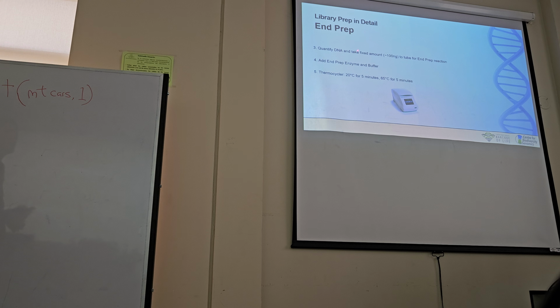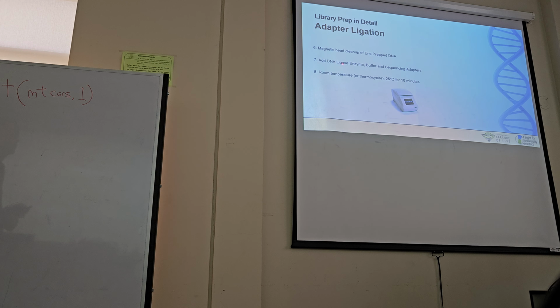Yeah, end prep, as I mentioned, pretty simple. You just take a fixed amount. We usually go with about 100 nanograms of DNA to an end prep reaction. You add this enzyme and its buffer, which comes from New England Biolabs typically. You do this step in the thermocycler, which is 20 degrees for 5 minutes and 65 degrees for 5 minutes, which just inactivates the enzyme once you're done with that. Another mag bead cleanup. I won't go through that again, but it gets rid of all the end prep buffer and all that stuff.